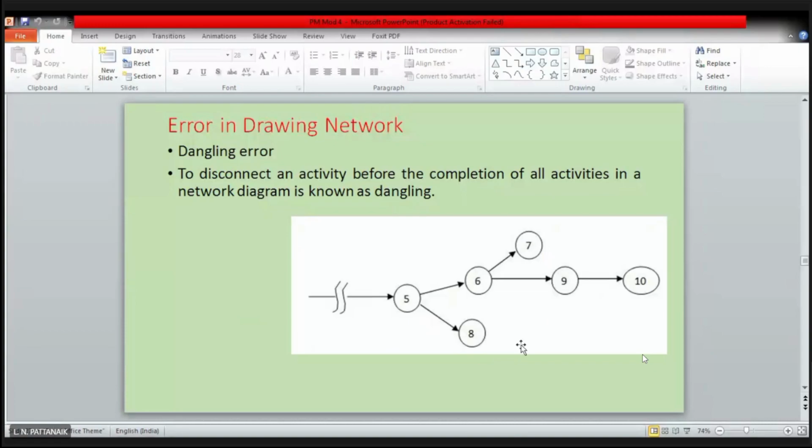But this rule is not applicable to the first and the last event, first and last node. They can remain isolated, means a single one, right? They have to remain single. But the other nodes which are in between the starting and the end node have to be well connected. They cannot dangle like this. Right? Is it clear?